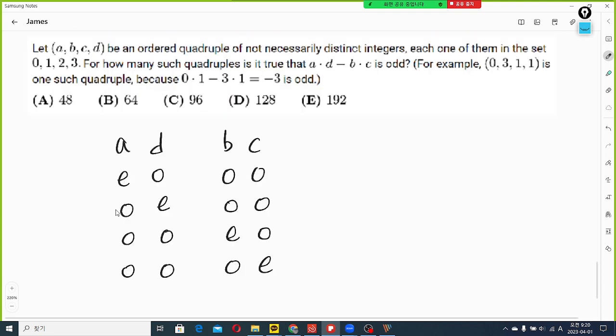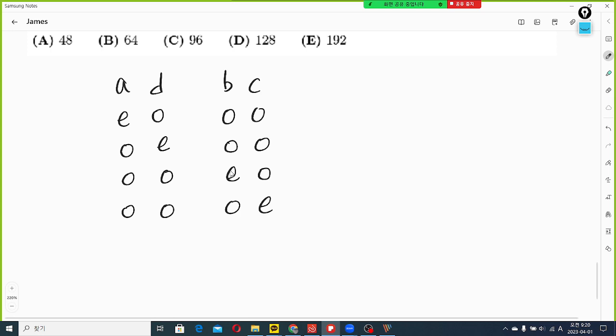And it's possible that two numbers are even, but in such case, only one pair should be even, and the other should be odd. That means it's okay for both a and d to be even, because even times even is even, but b or c should stay odd. Or if b and c are even, a and d should be odd. So these are all possible combinations to make the difference odd. So there are a total of 6 combinations possible.